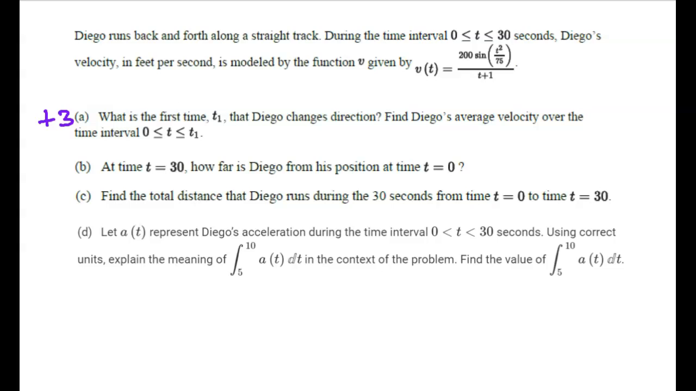What is the first time, t sub 1, that Diego changes direction? And then find Diego's average velocity over the time interval between 0 and that time, t sub 1. All right, let's look. Part A. Using y1 equal to that velocity function, which is given, we know that Diego changes direction when velocity changes sign.